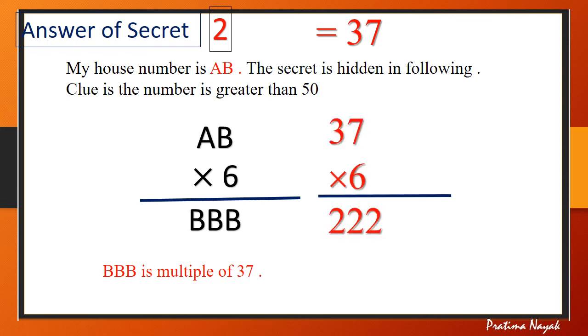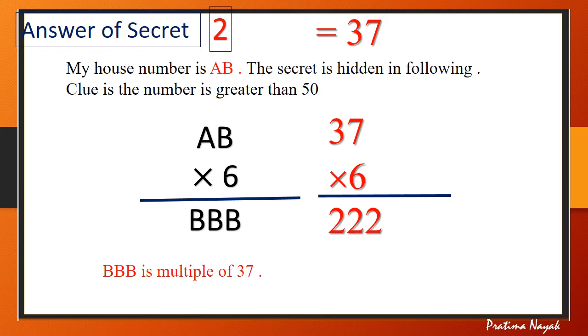How much are you getting? 222. So what is A? A is 3. What is B? B is 7. But no. Why? The clue is that the number is greater than 50. So 37 is not the answer. You have to think again.